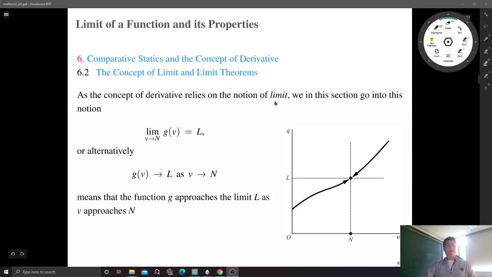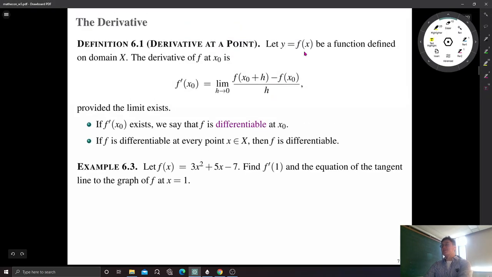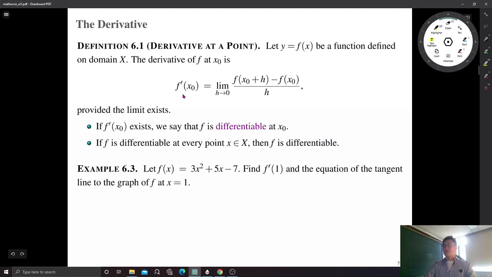All right, in this video, we are going to study the notion of limit, which is a very important notion in mathematics, especially important in understanding the derivative, because as we saw on the previous lecture slide, the derivative is defined as the limit of the rate of change. So in order to better understand the derivative, we have to enhance understanding about the limit.